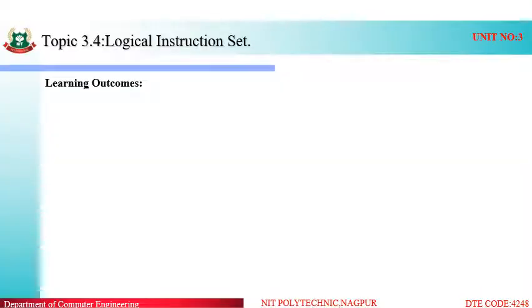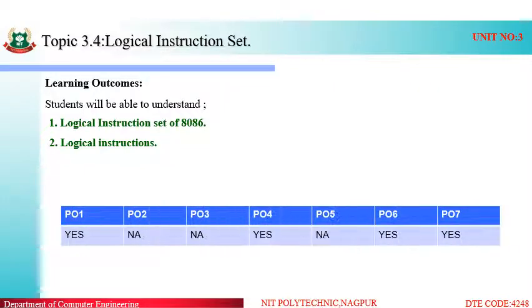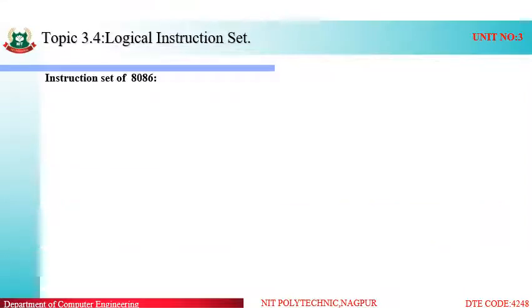So the learning outcome of this video includes to study the logical instruction set of 8086, and in that we have to study each and every individual logical instruction in detail. POs mapped are PO1, PO4, PO6 and PO7.